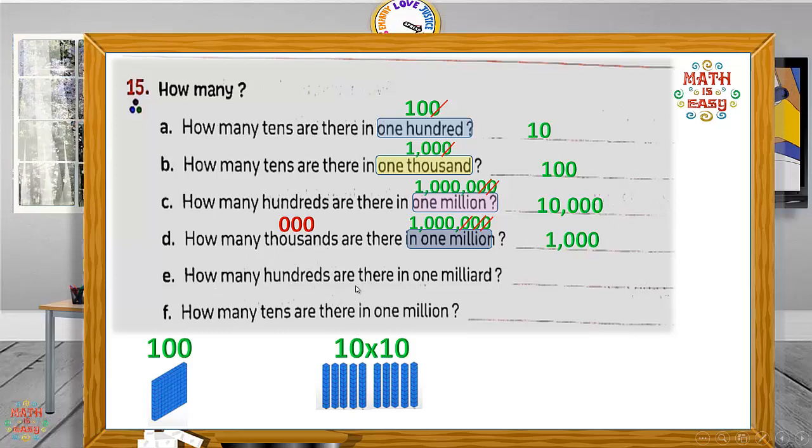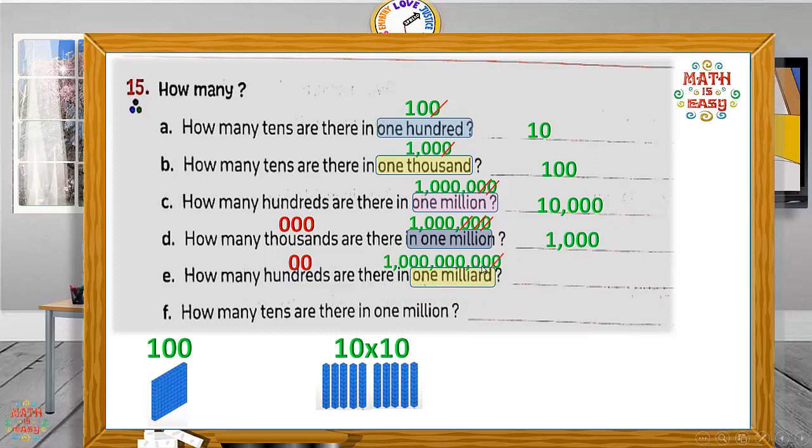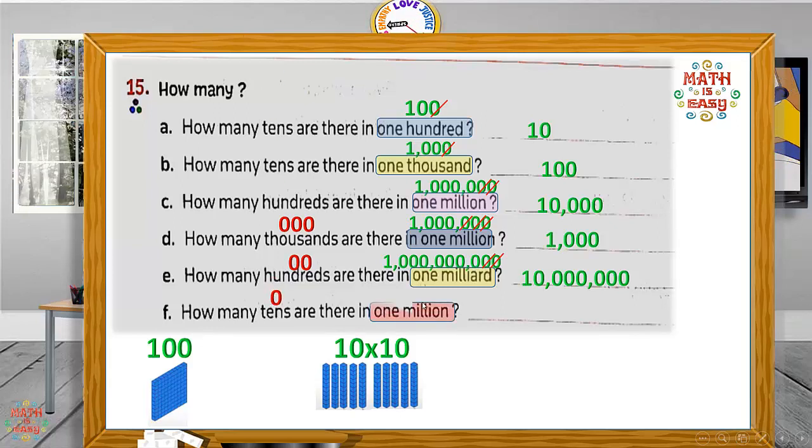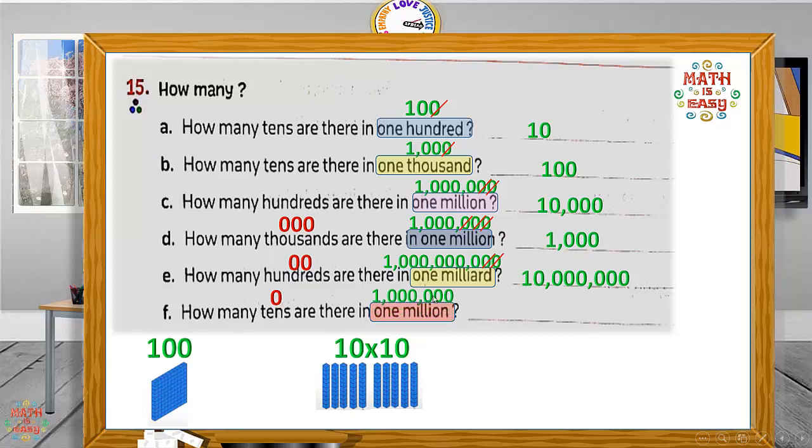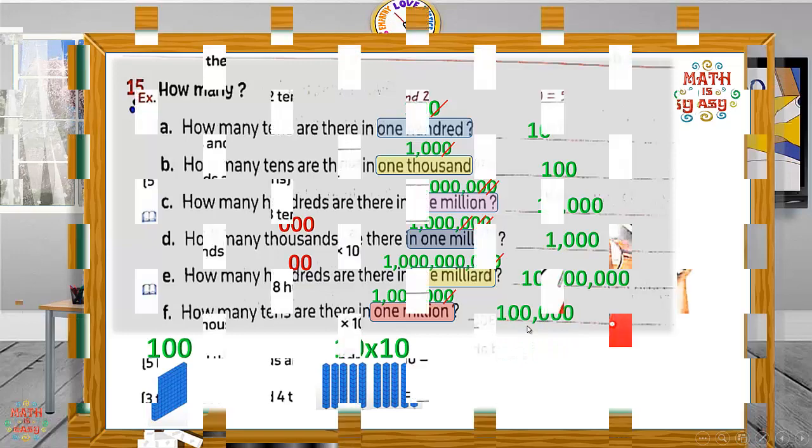How many hundreds are there in 1 milliard? Hundreds, 2 zeros. 1 milliard meaning 9 zeros. Cross 2 zeros and write the remainder. Here you have 10 million. Last one, how many tens are there in 1 million? Tens meaning 1 zero. 1 million meaning 6 zeros. Cross 1 zero only. You have here 100,000.